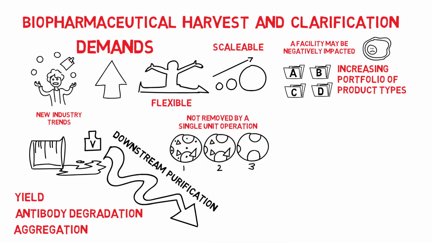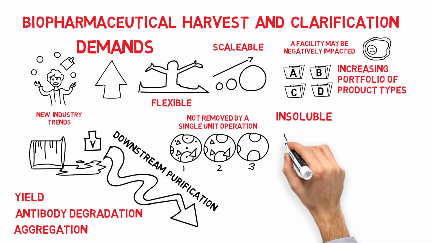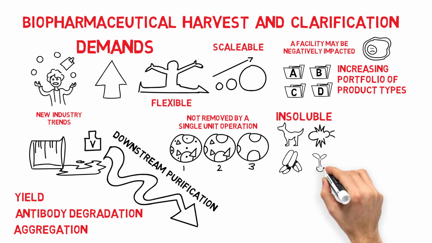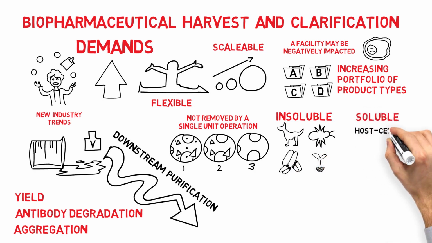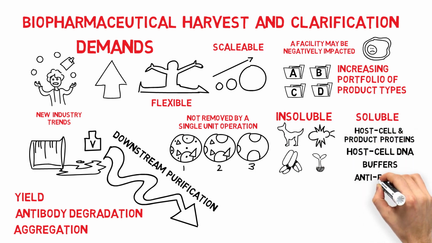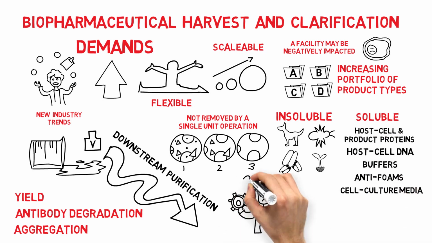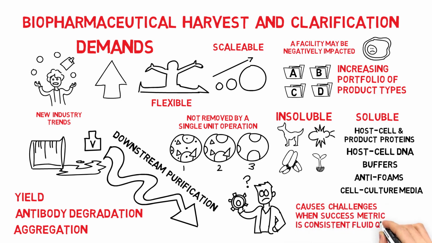The combination of the insoluble cells and cell debris, for example, mammalian, insect cells, bacteria, and plant, and the cell culture soluble components, for example, host cell and product proteins, host cell DNA, buffers, antifoams, and cell culture media, can cause challenges with established clarification technologies when the success metric is defined as consistent fluid quality for downstream purification.